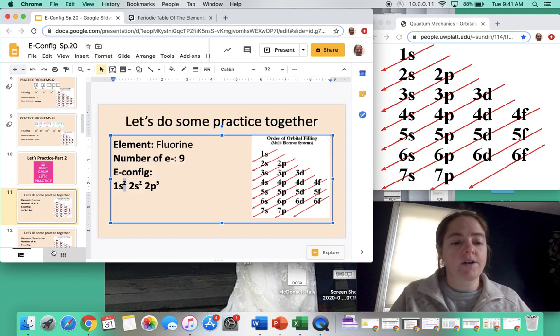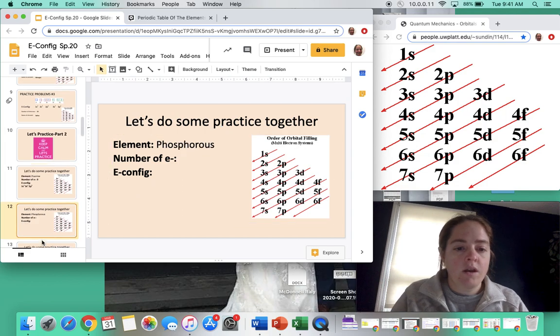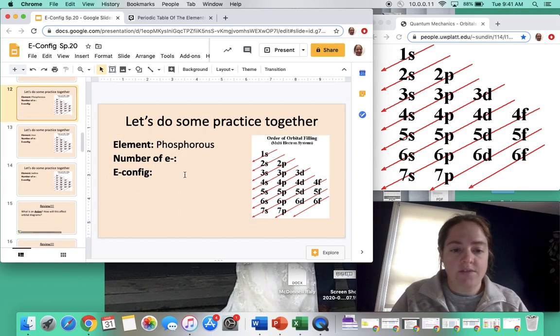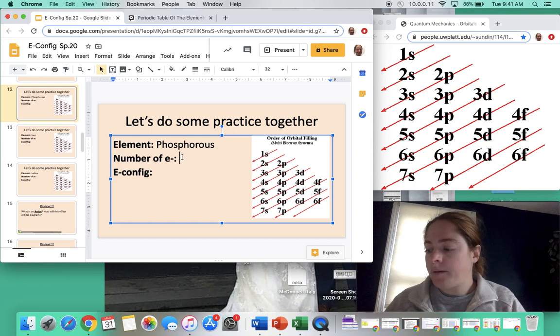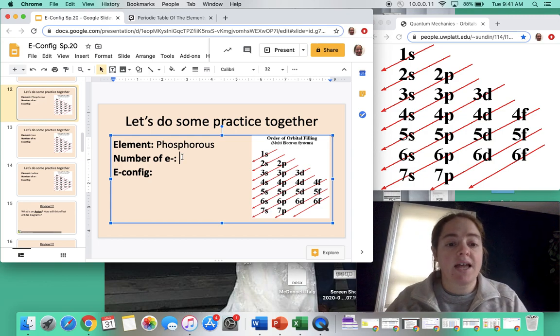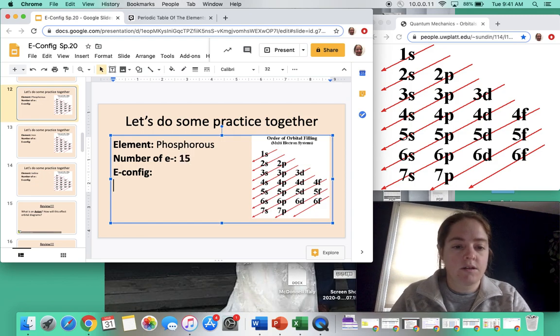Okay, so that's fluorine. All right, let's do another one. Our next element is phosphorus. Take a look at your periodic table. How many electrons does phosphorus have? Phosphorus has 15 electrons. We are going to start at the top of our flow chart.